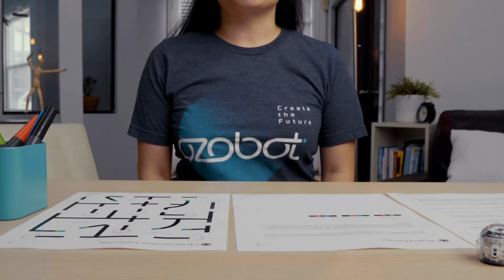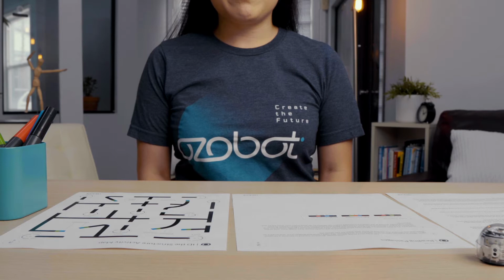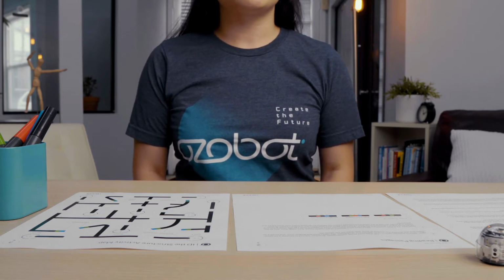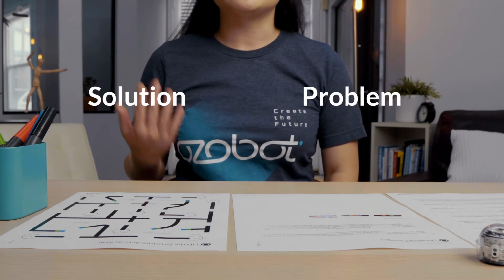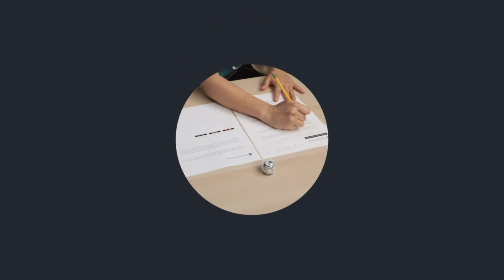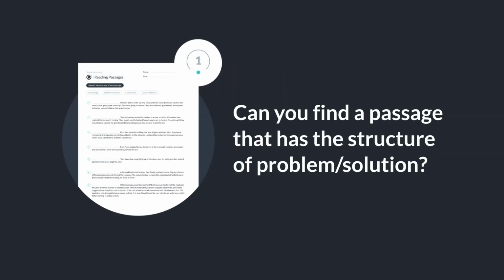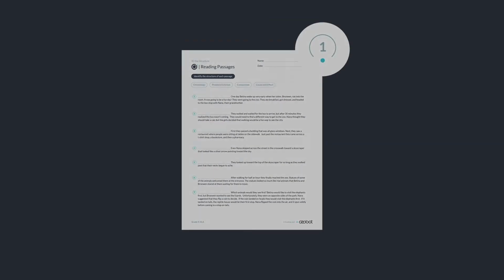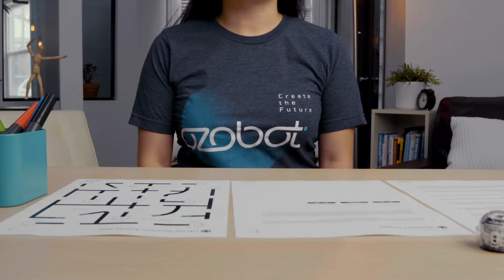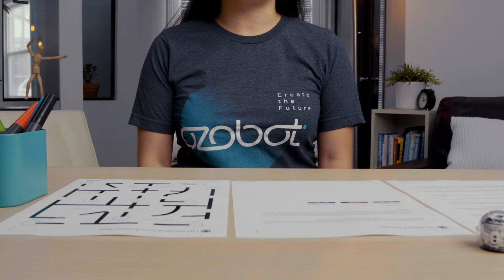Let's move on to the structure of problem solution. This one is exactly what it sounds like. The characters come across a problem and they find a solution. Can you find a passage that has the structure of problem solution? Nice work. If you wrote problem solution next to passage 2, you are correct again.